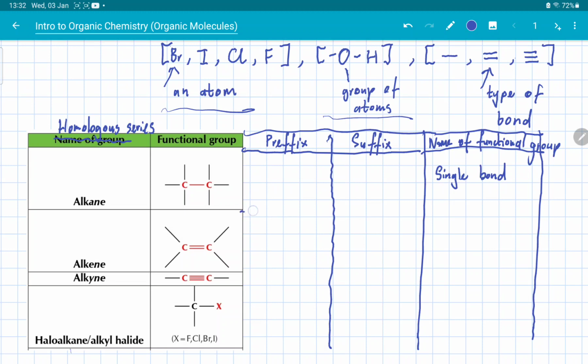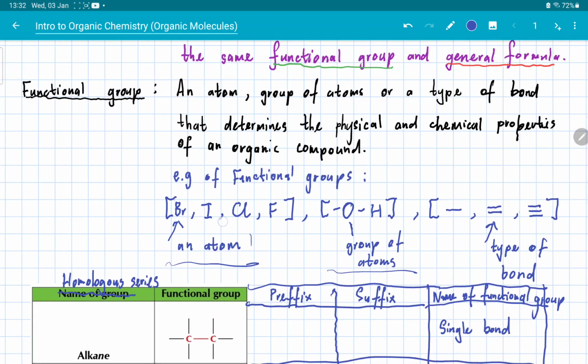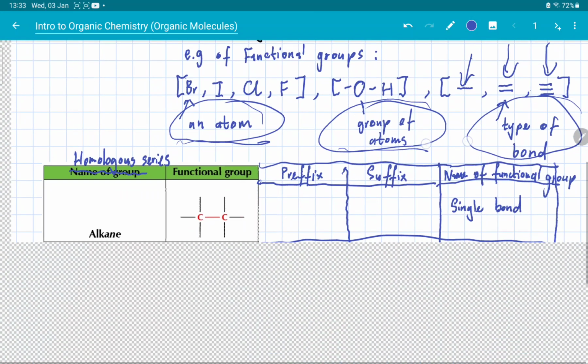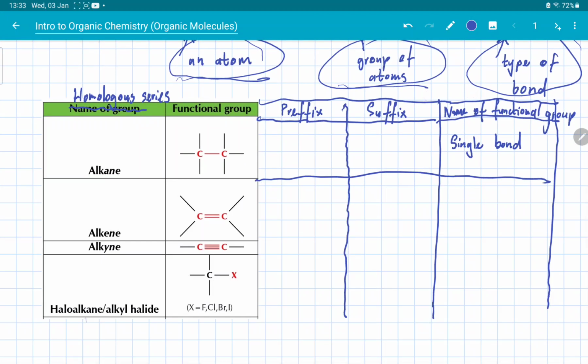Why? Because if you remember, we said a functional group is an atom, a group of atoms, or a type of bond. A type of bond has names, because this one is a single bond, this one is a double bond, this one is a triple bond. Now if we go from there, we can look opposite: a single bond between C atoms. We don't have to say that, but it's a single bond between C atoms.